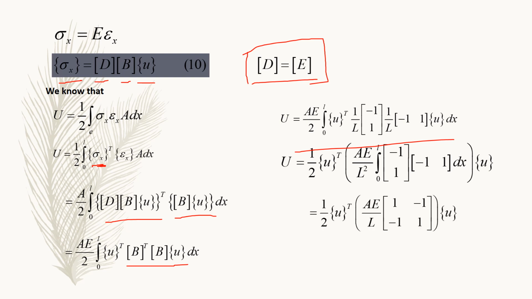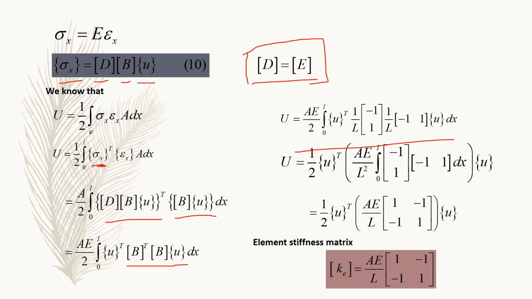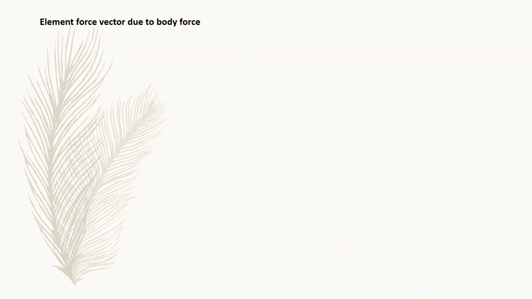Finally we can calculate. The strain energy is equal to half U transpose this matrix into U. This matrix represents the element stiffness matrix. This matrix is known as the element stiffness matrix. So this element stiffness matrix is used to solve the solutions of these bars. So, element force vectors.